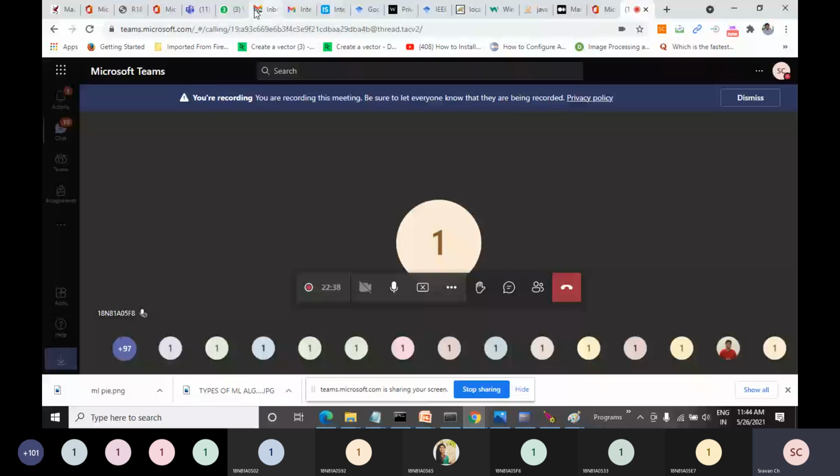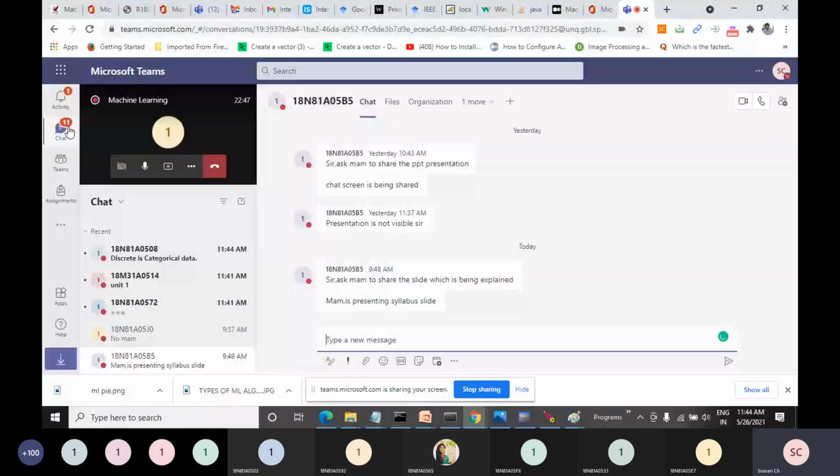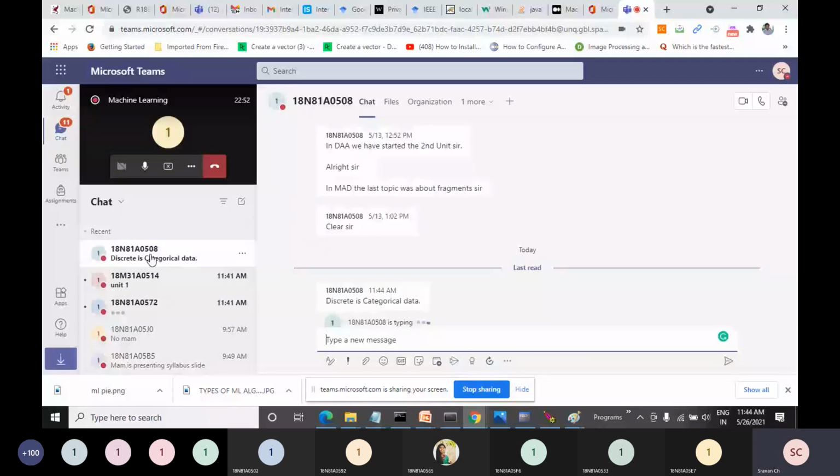Difference between discrete variable and continuous variable. Discrete variable is categorical data. Excellent. Who is this? 508. Very good. Discrete is categorical.